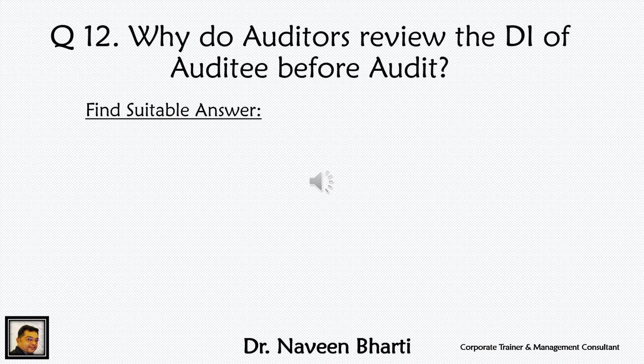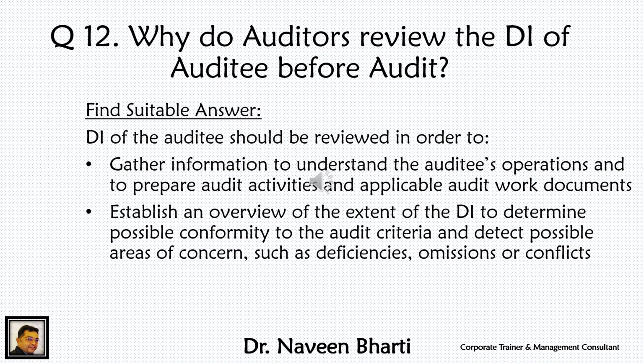Why do we review the DIs of auditees before audit? We review the DIs of auditees before audit in order to gather information to understand the auditee's operations and to prepare audit activities and applicable audit work documents. We review the DIs of auditees before audit to establish an overview of the extent of the DIs, to determine the possible conformity to the audit criteria and detect possible areas of concern such as deficiencies, omissions, or conflicts, etc.